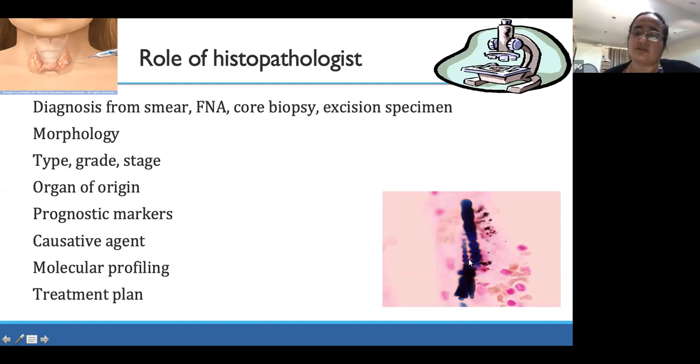And that can be very important, because our confirmation of that means that the family can get compensation if it's related to an occupation. And then molecular profiling, that's also important for a lot of cancers which rely on the molecular test to determine treatment.